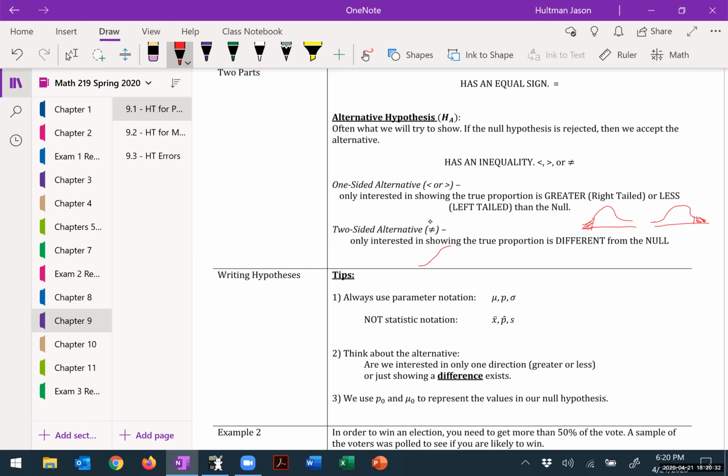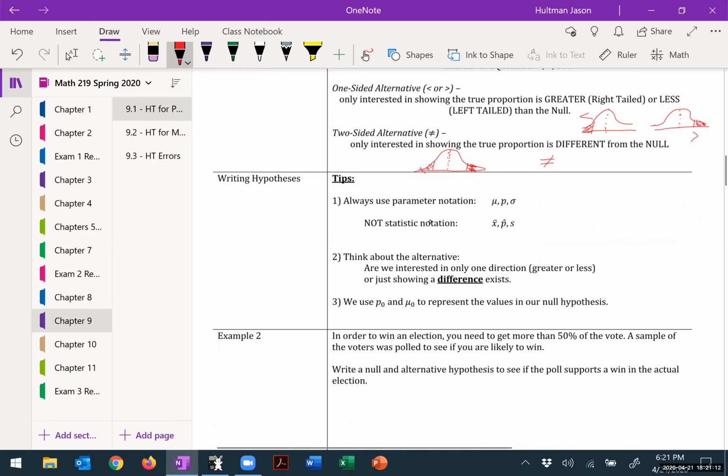Two-sided is when we're concerned about how far away from the middle this is, and so we have tails on both sides. We're only interested in showing the true proportion is different from the null. That's not equal. Whereas this would be how much less than the null, and this is how much greater than the null. So we're going to set up our normal distributions based on our claims.